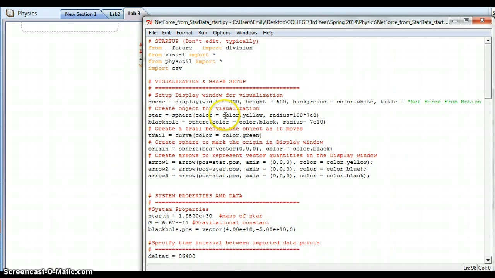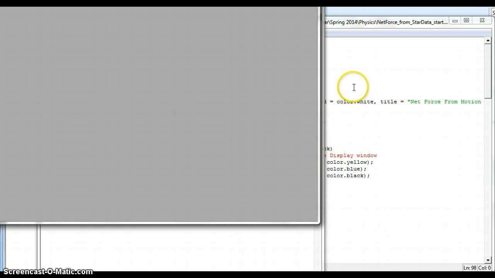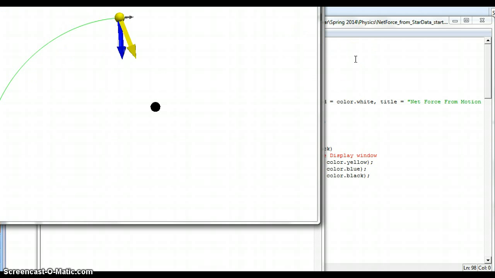I will now demonstrate the model that is generated when I run the code. Here, the orbit of the star around the black hole is being shown. The yellow arrow represents the net force, the blue arrow represents the perpendicular component of the net force, and the black arrow represents the parallel component of the net force.